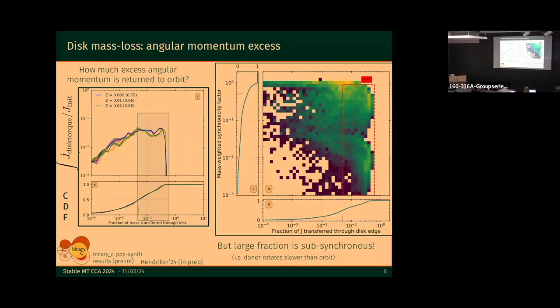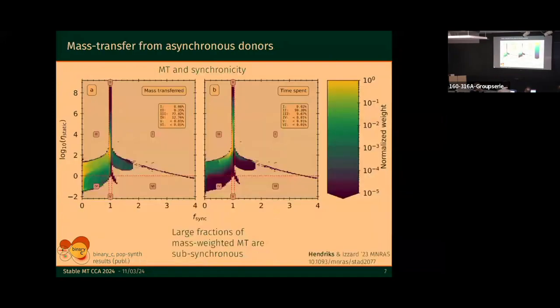But now the critical point in my research is that I also found a lot of this mass transfer is non-synchronous. What I find is that of all this mass transfer through disks, 90% is severely subsynchronous. And that's a bit of an issue. So I published a paper on this last year.